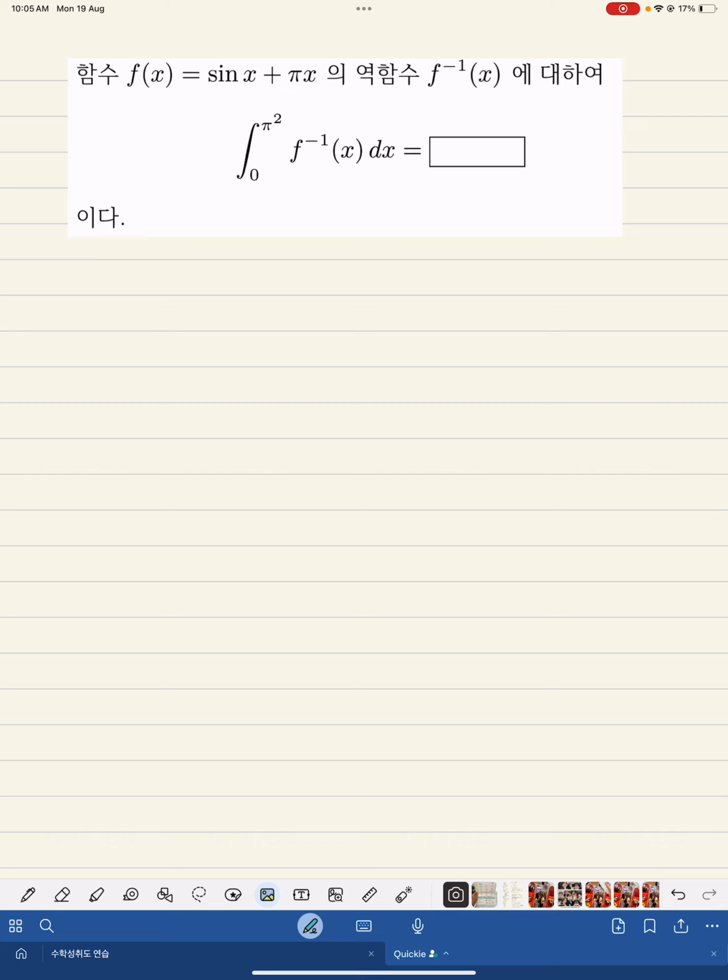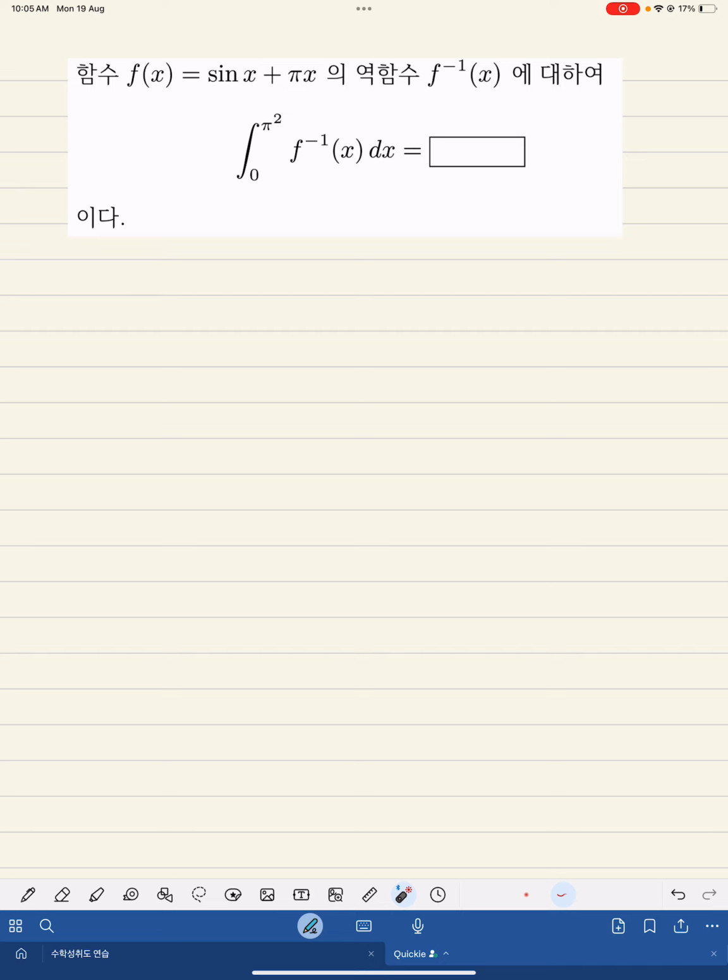So, for a function f(x) equals sine x plus pi x, the inverse function can be written as f inverse of x, and we want to find the definite integral from 0 to pi squared of the inverse function.